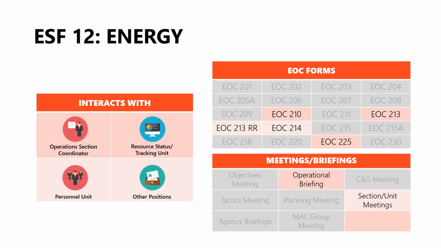The unit leader will report to the operations section coordinator. Again, they're coordinating with those outside public and private utilities and companies that are providing those additional resources. They're ensuring that all ESF 12 resources are tracked and accounted for in cooperation with the planning section, as well as any resources that are ordered through mutual aid. They're also assisting with that EOC action plan and attending planning meetings at the request of the operations section coordinator.